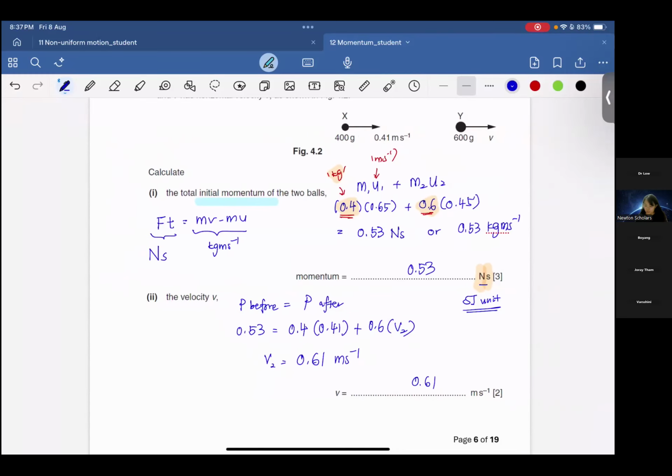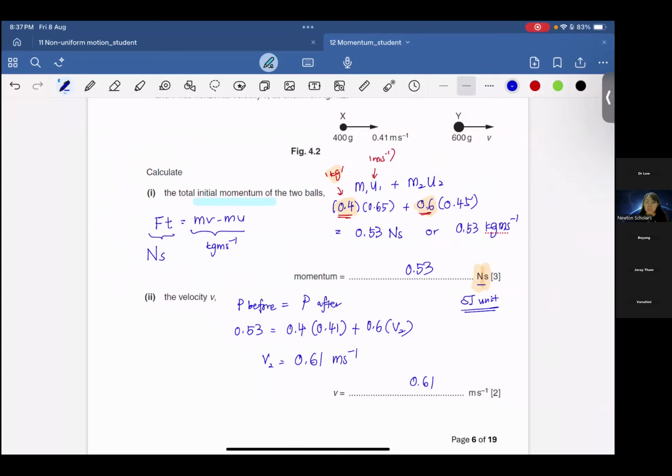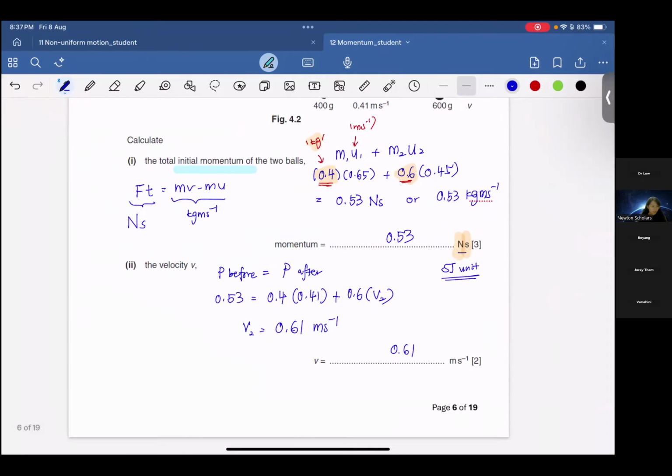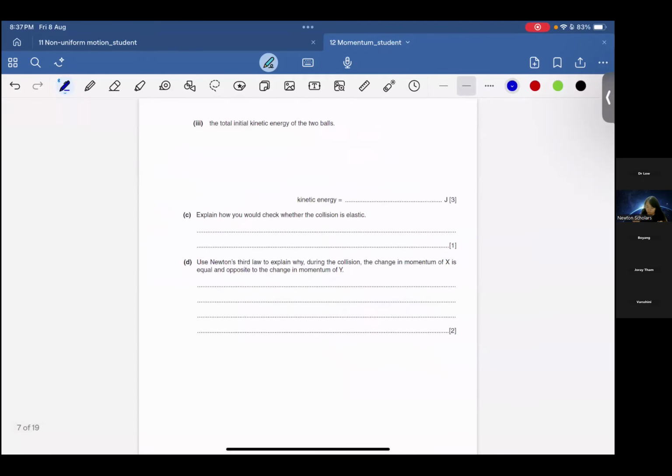This question is actually the same as the MCQ we did, but they split it out step by step. Okay, so before momentum, called initial momentum of the two balls, is the initial momentum before collision. What is the total momentum? Then you are going to find the V, so we can apply the principle of conservation of momentum. That means momentum before collision equals momentum after collision. Okay, boys and girls, we go to the next page.